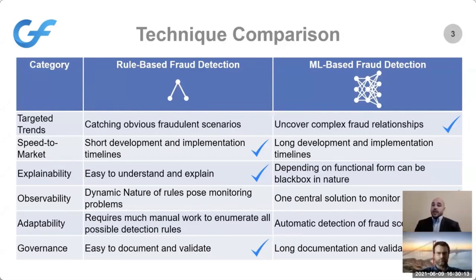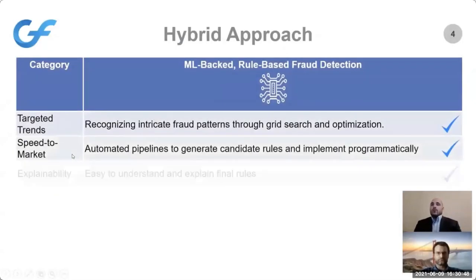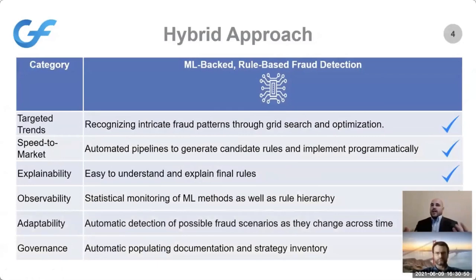The rules are easier to understand. Models can be black box in nature, depending on the functional form. And on the rules side, there's really not the same governance requirements that you have on the model side. Coming out of the financial crisis and with SR 11-7, models are starting to require a lot of documentation. So the question that Paul and I posed to ourselves was, is there a solution that we can create that takes the best of both worlds? It takes all the benefits of rules and all the benefits of models and doesn't have as much of the downside. And so that's what we're going to deep dive into today, the hybrid approach.